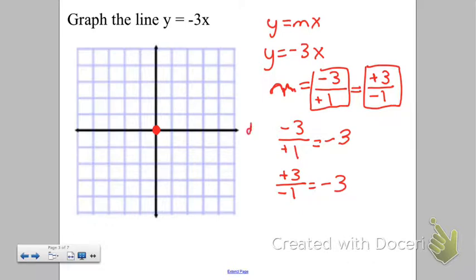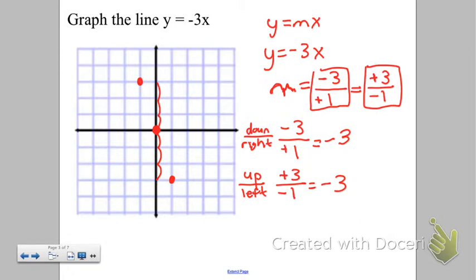Negative 3 means I'm going to go down 3 and right 1. So I could go down 3 spaces, 1, 2, 3, and to the right 1 space, and plot a point. I can do it again, 1, 2. I run out of room, so I'm not going to go that way. Now I could go the opposite way. Up 3 and 1 to the left. So up 3, 1, 2, 3, and 1 to the left.